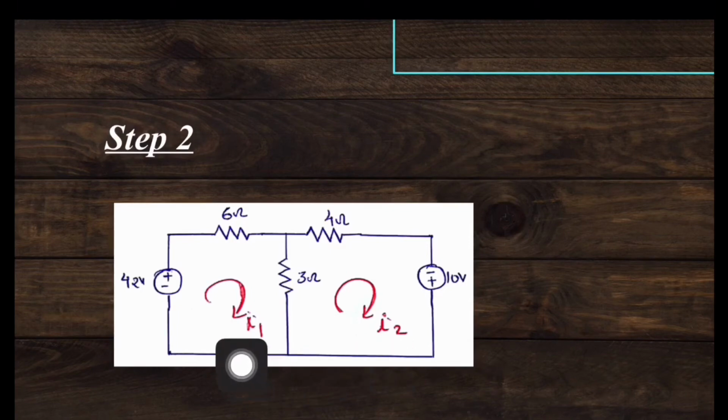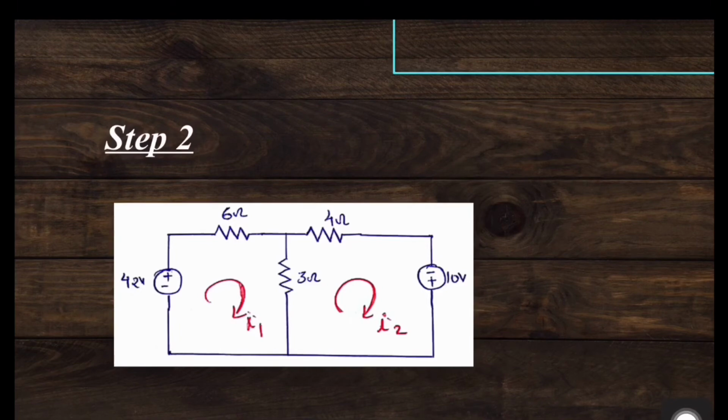Let us label I1 as mesh current in first mesh in clockwise direction and I2 as mesh current in second mesh in clockwise direction. What we are supposed to do next? We are supposed to mark polarities of voltage drop across each resistor. Here we have two mesh currents I1 and I2. Let us first focus on the polarities of voltage drop developed by mesh current I1. You can see this I1 flows through this 6 ohm resistor and through this 3 ohm resistor.